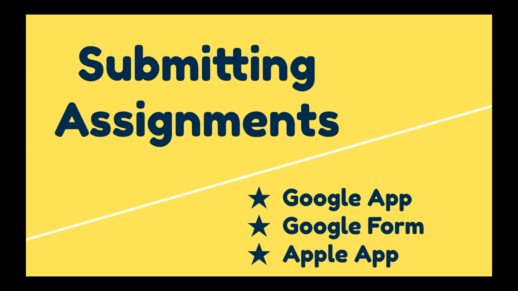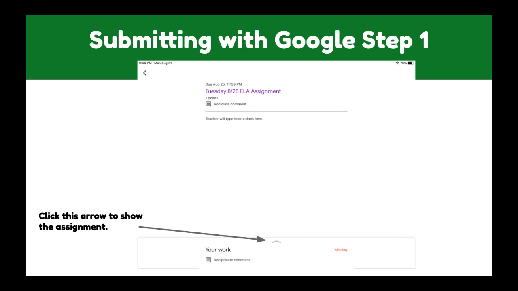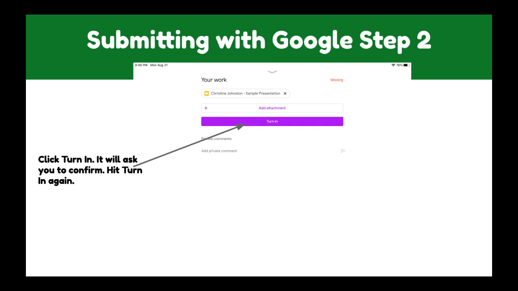The next thing we're going to go through is submitting assignments. We'll talk about submitting each of the 3 assignments I just went through. So after you finish in Google Slides and you complete your assignment, you'll open back up the Google Classroom app. Then you'll find the same assignment you just worked on and click the up arrow one more time. When you click the up arrow, you'll see that Turn In button.